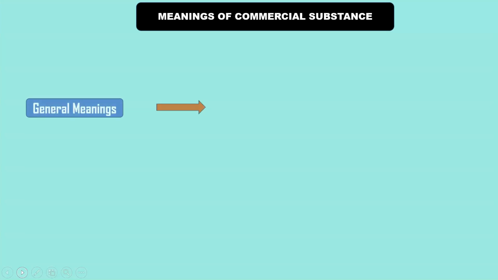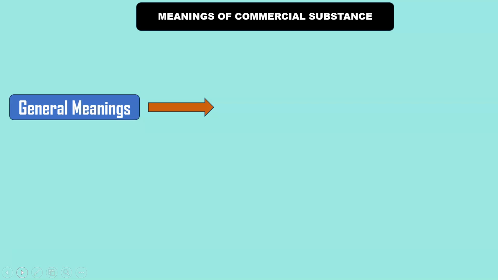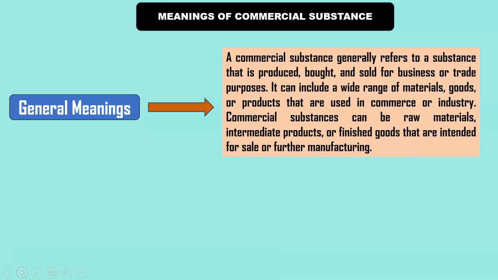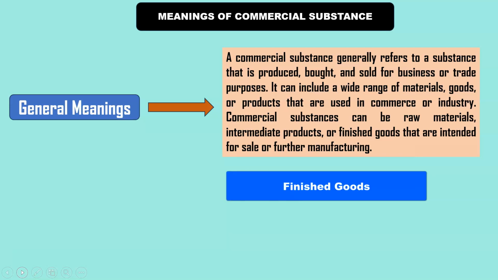General meaning of commercial substance. A commercial substance generally refers to a substance that is produced, bought, and sold for business or trade purposes. It can include a wide range of materials, goods, or products that are used in commerce or industry. Commercial substances can be raw materials, intermediate products, or finished goods that are intended for sale or further manufacturing.